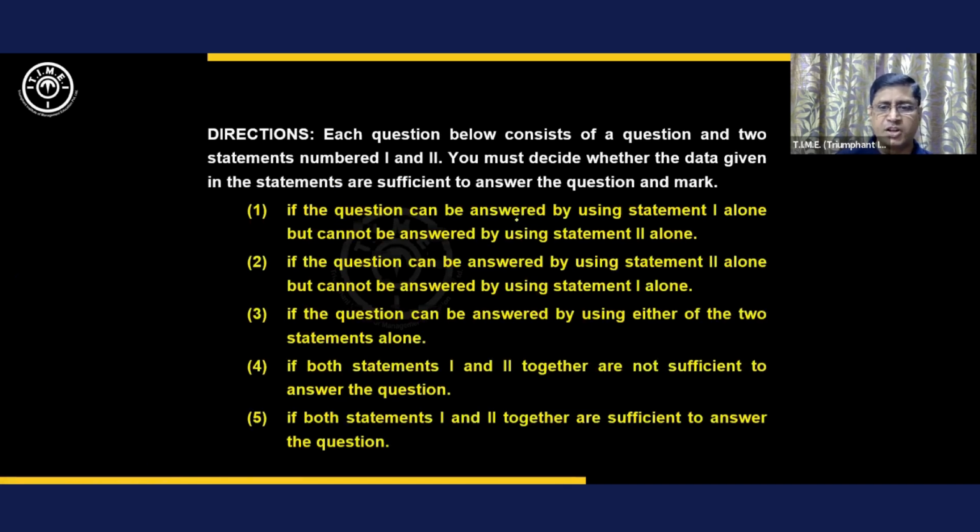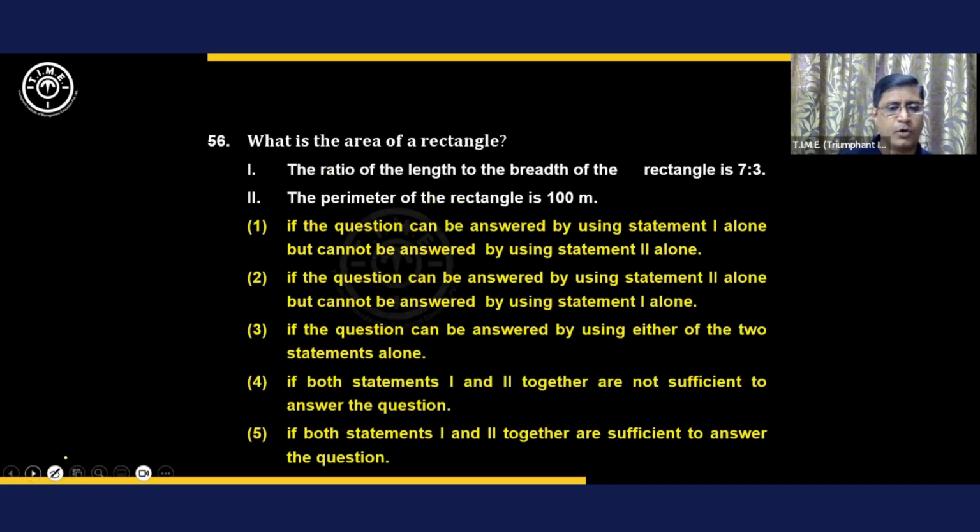Here, directions are given for data sufficiency questions. Based on these directions, we need to mark the answers. Okay. Now look at the first example. What is the area of the rectangle? To find the area of the rectangle, what is required? Length and breadth is required.